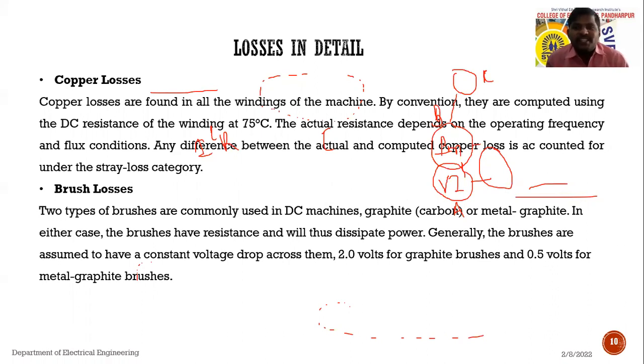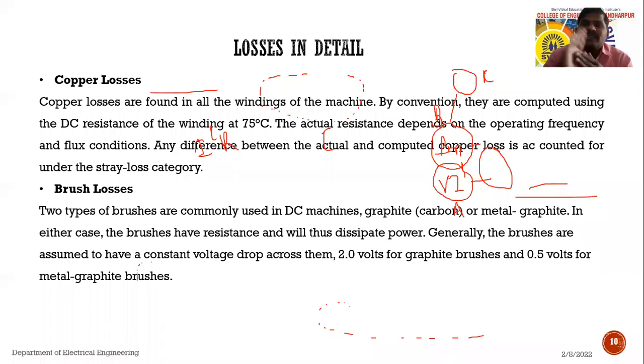This difference is due to the stray losses, and it depends upon rotation. Stray losses depend on what? They depend on the rotation of the motor. So it will depend upon the motor rotation. Okay, motor rotation. Now the next type of loss is the brush loss.